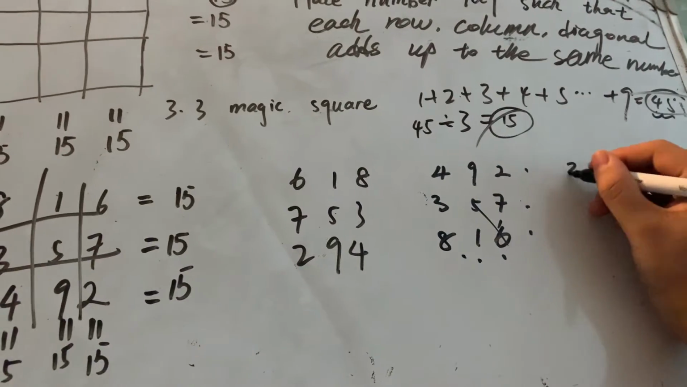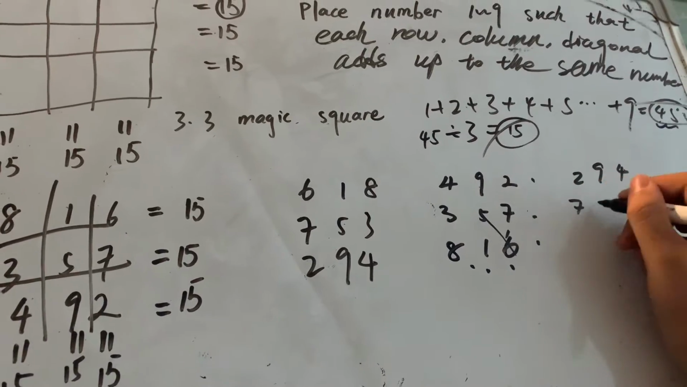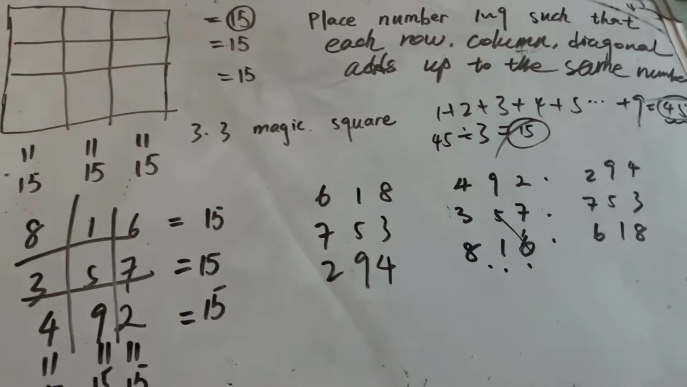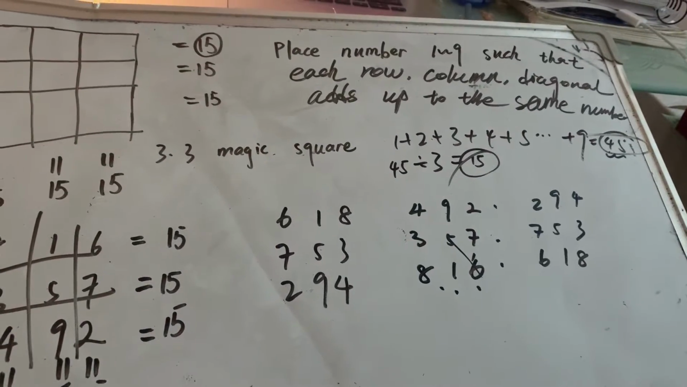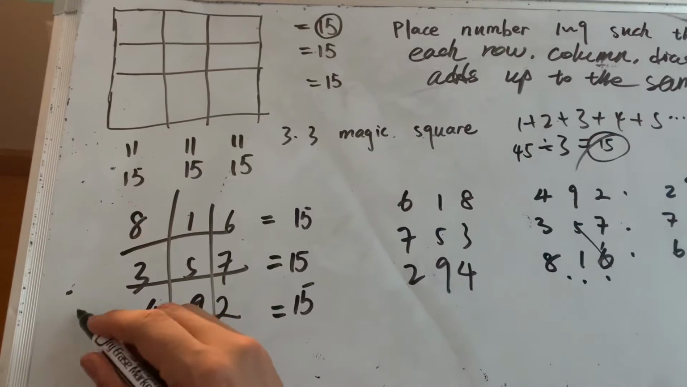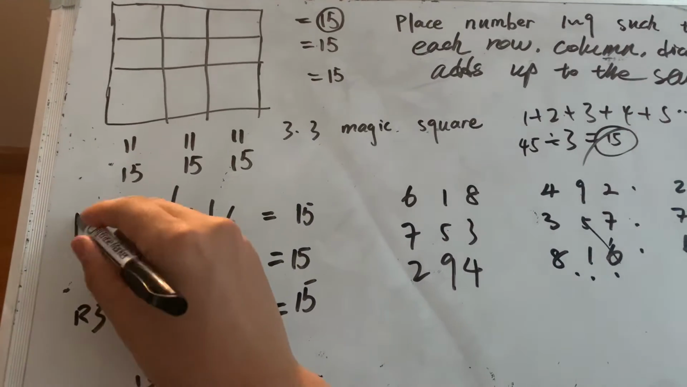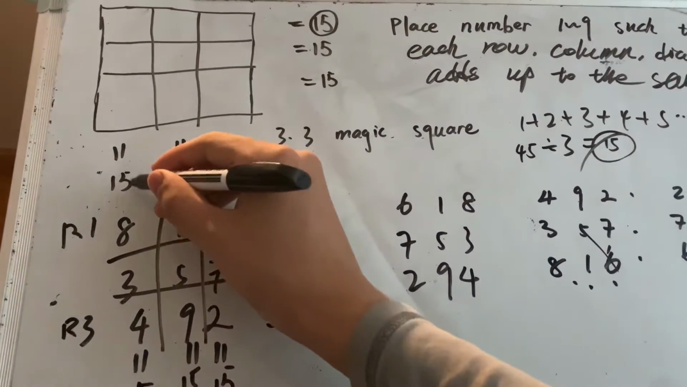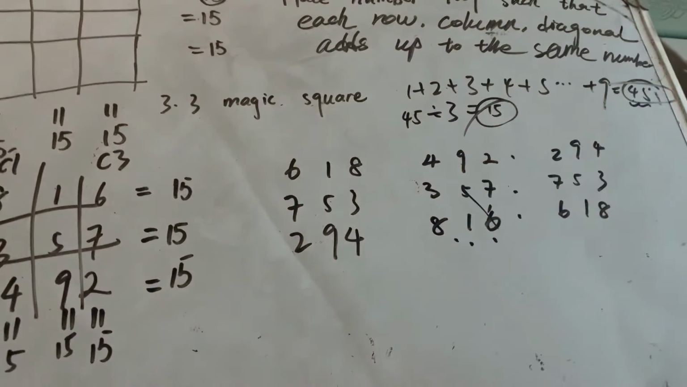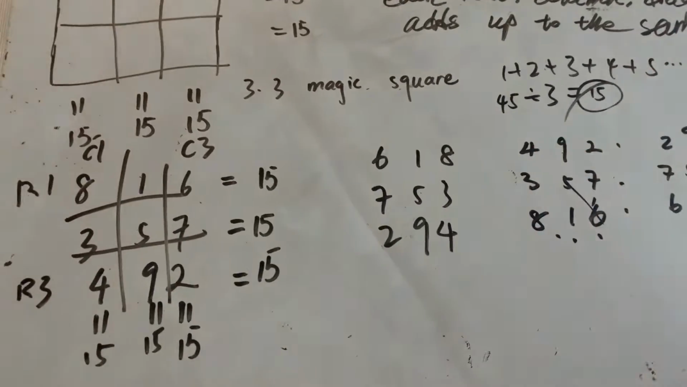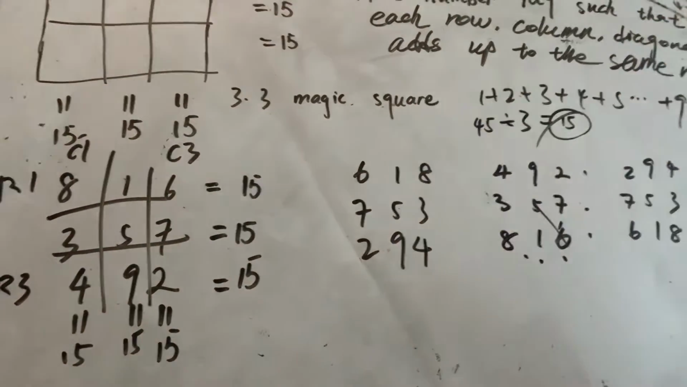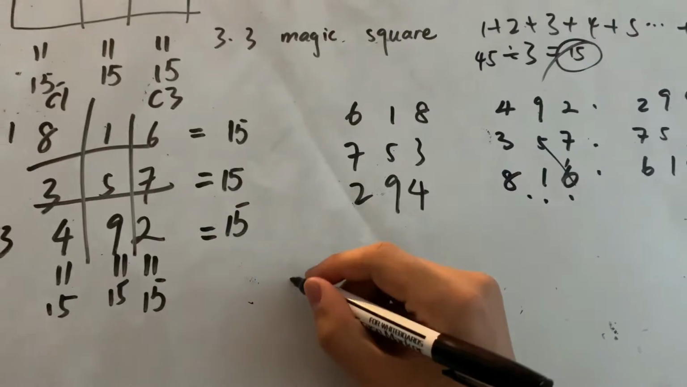The fourth one is 294, 753, 618. Again, this one is also a reflection, but instead it's reflected twice. So row 3 is first reflected with row 1, and then column 1 is reflected with column 3 to produce the fourth one. So just using this way, you can see that you are able to produce 8 and only 8 possibilities.